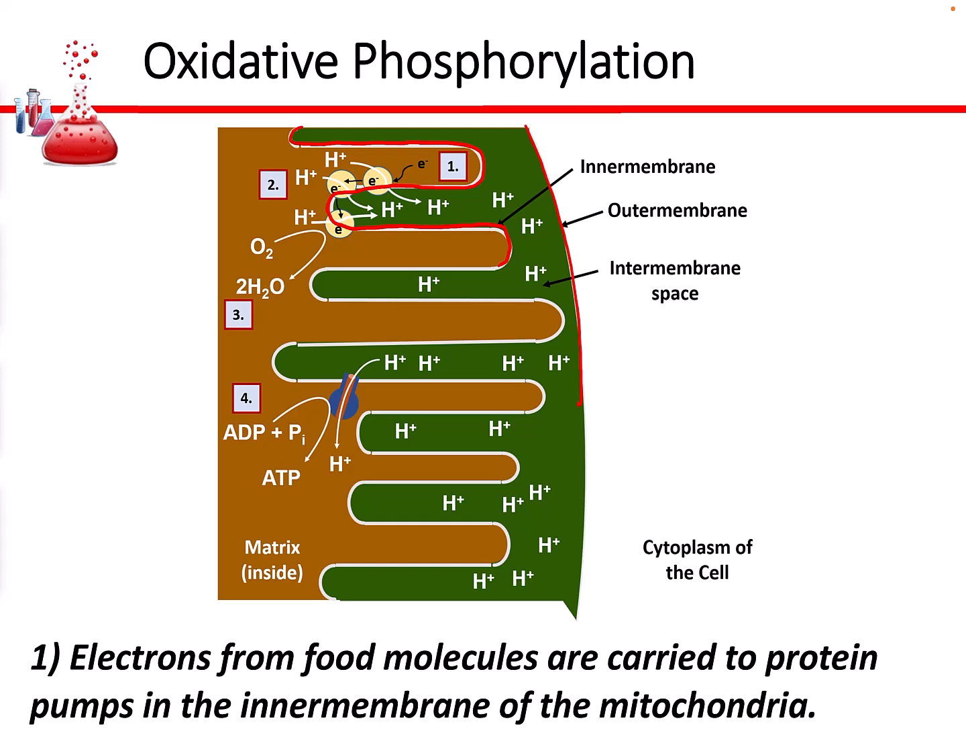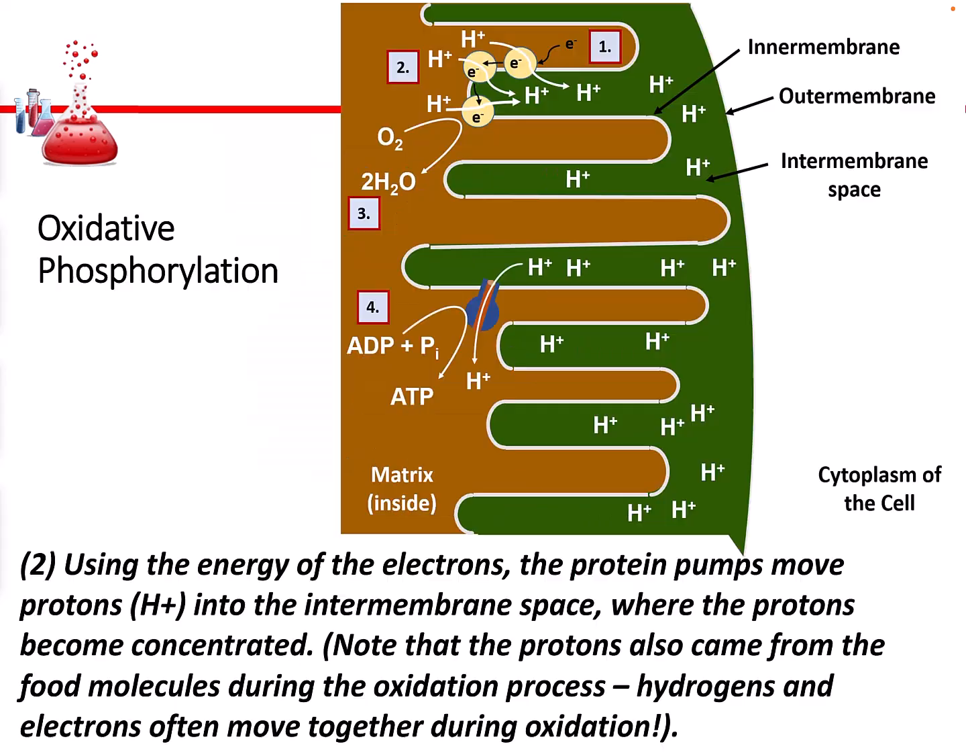So in step 1, we are taking electrons from our food molecules, and they are going to be carried to proton pumps in the inner membrane of the mitochondria. So our electron from our food is going to go to these proton pumps that are shown in yellow. They transfer those electrons from each other, and then that energy from the electron transfer is used to pump the protons, the H pluses, into the intermembrane space.